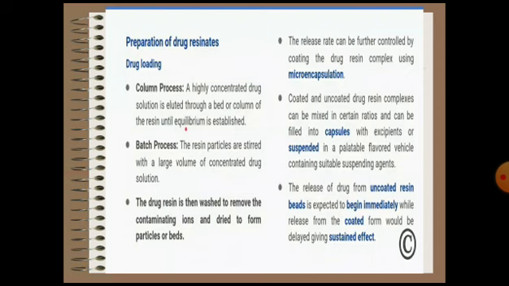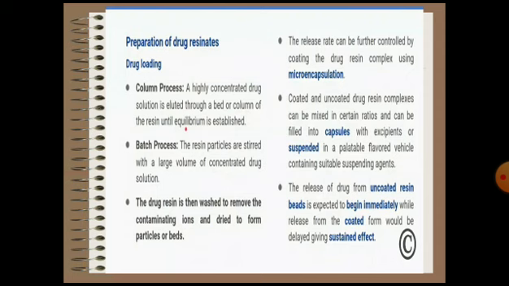So next, the release rate can be further controlled by coating the drug resin complex using microencapsulation. So we know what microencapsulation is. We are just going to coat the material with a coating material, right? If you want, the ion exchange resin itself acts as a controlled drug delivery system. It will delay the drug release. Further, if we have to delay the rate of drug release, we can go for a coating system, that is, by microencapsulation.